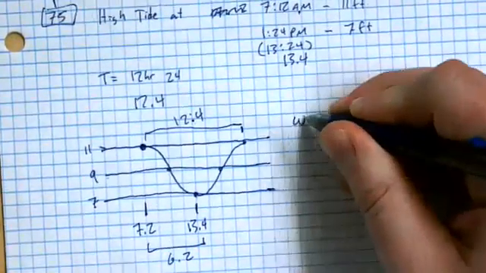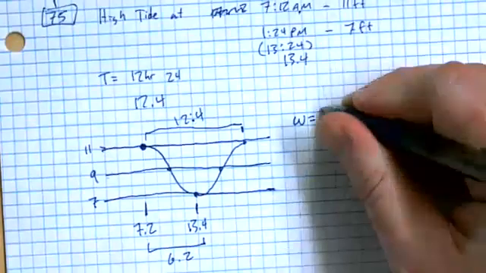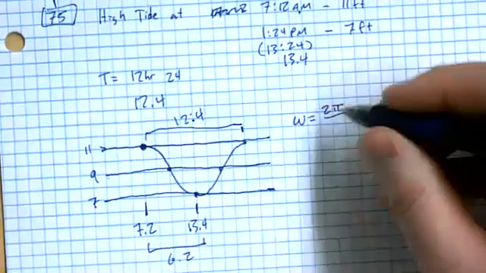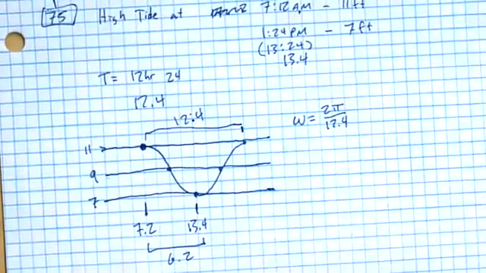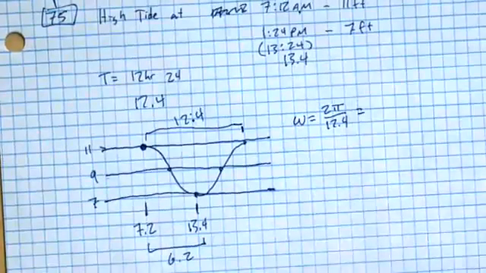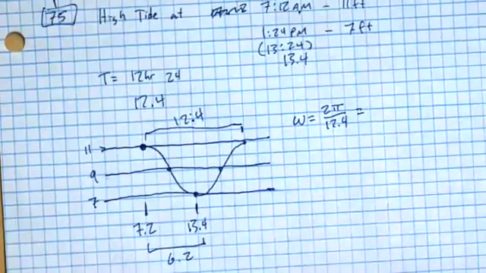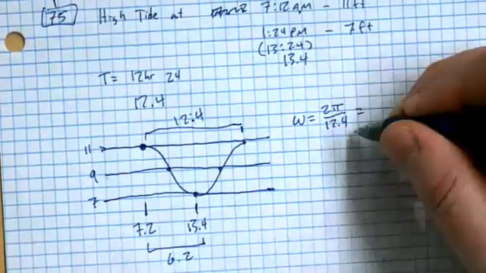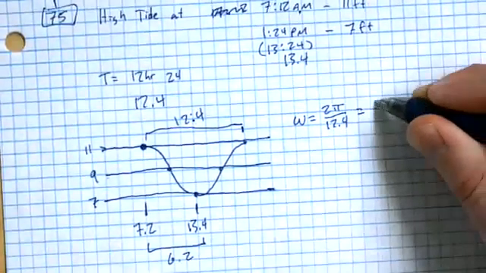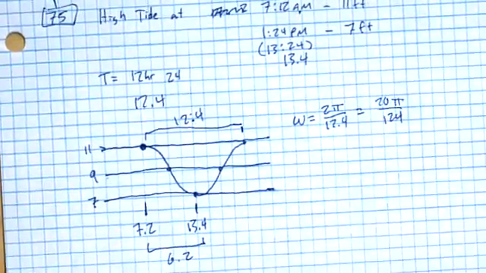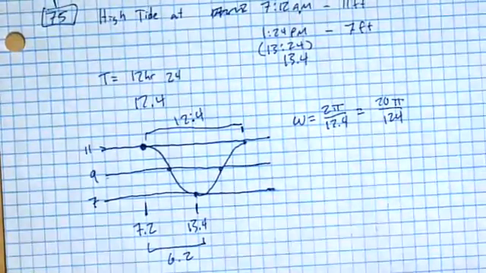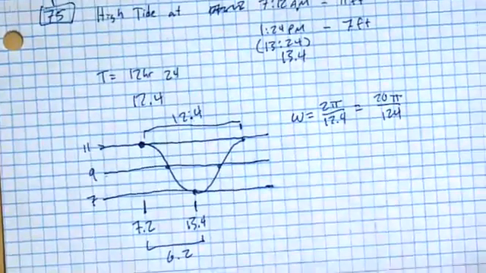So I got all the pieces we need now. I'm going to need omega. Let me find that. Omega is 2 pi over whatever the period is, 12.4. Not a big fan of that. I'm going to multiply by 10 over 10 to get 20 pi over 124. We don't like decimals inside of fractions. That's why I did that.